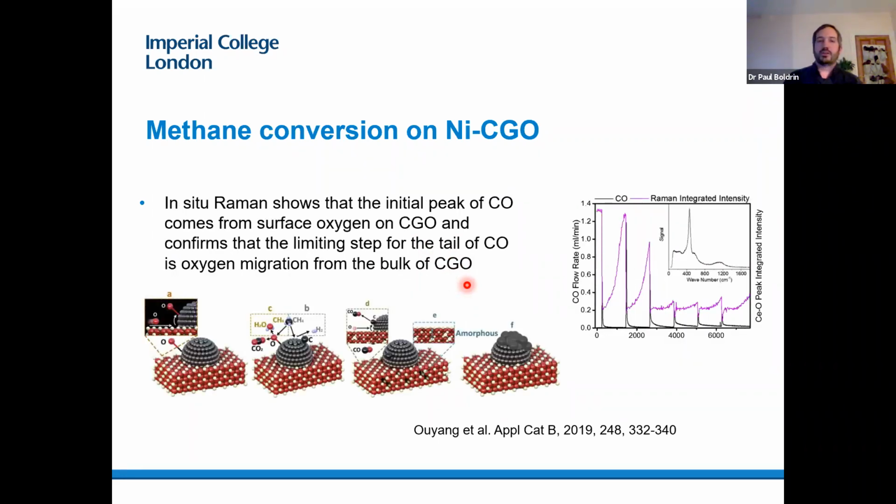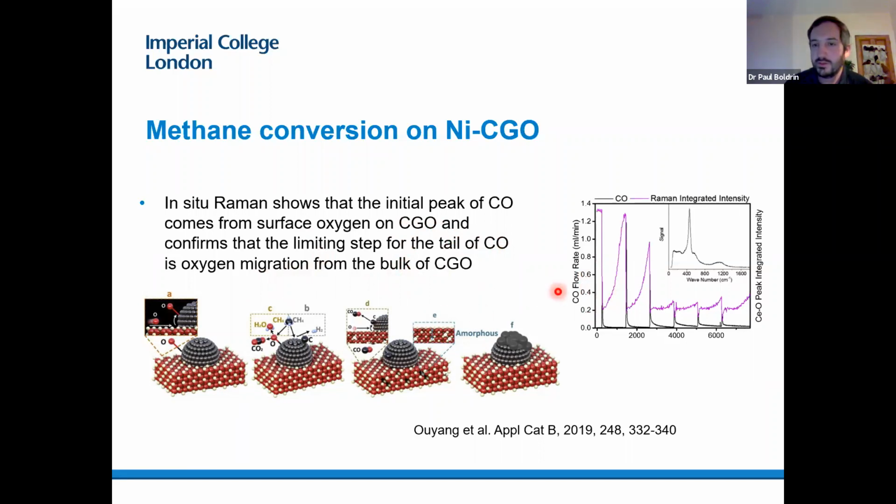So the final thing we did in this was we took it over to physics, where they have an in situ Raman, and we did the pulse experiment in their in situ Raman. The Raman allows you to monitor the surface oxygen in the CGO, and it seems to confirm that the limiting step for this tail of carbon monoxide production I talked about is oxygen migration from the bulk of the CGO.